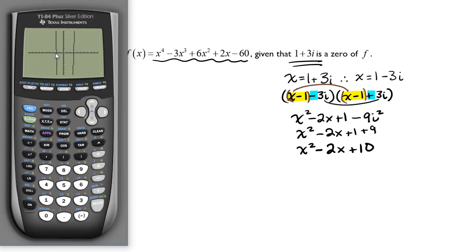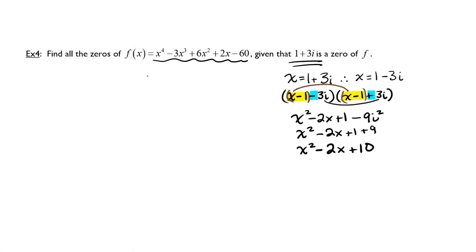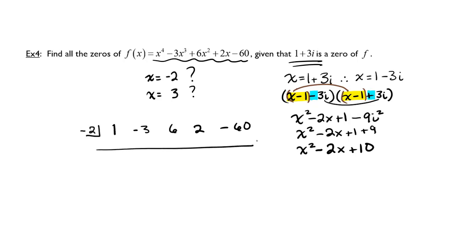And it looks like negative 2 and 3 are the other two zeros of the polynomial. So I'm going to check x equals negative 2 and x equals 3. So let's check to see if this works. If I have 1, negative 3, 6, 2, and negative 60, and I use synthetic division, I should be able to show that one of the factors is x plus 2.